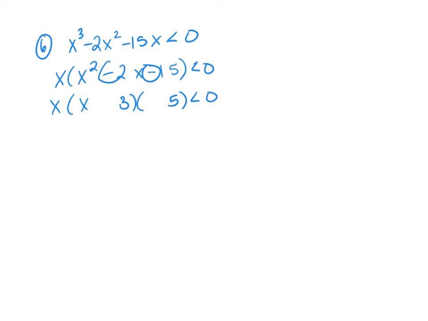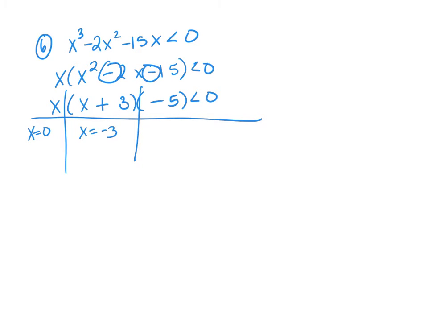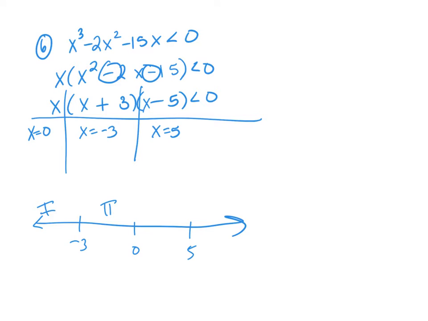The signs are different. The bigger one is negative. Then I look for my roots. So one root is 0, one is negative 3, and one is positive 5. This creates my test regions. Put them in order on a number line. And you have 1, 2, 3, 4 regions.